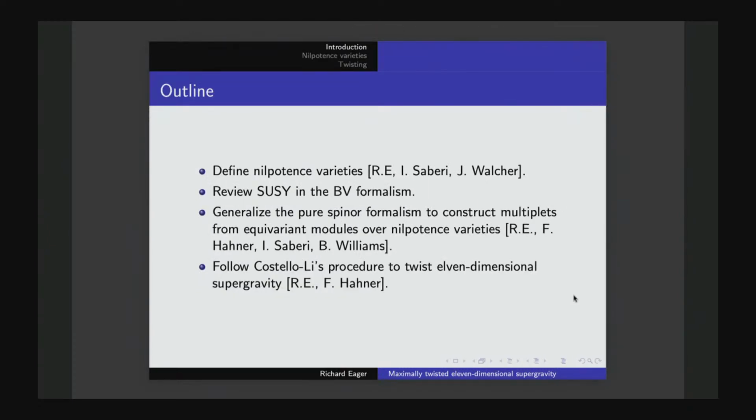So there's a very basic outline. We're going to define nilpotence varieties following work with Johannes Walcher and Ingmar Saberi, and then a lightning review of supersymmetry in the BV formalism. And then we're going to generalize the pure spinor formalism to construct multiplets from equivariant modules over nilpotence varieties. And this is joint with Fabian Hahner, Ingmar Saberi, and Brian Williams. And this work is actually yet to appear, so it's going to be a little preview of that. And then we're going to follow Costello and Lee's procedure to twist 11-dimensional supergravity, which was joint with Fabian.